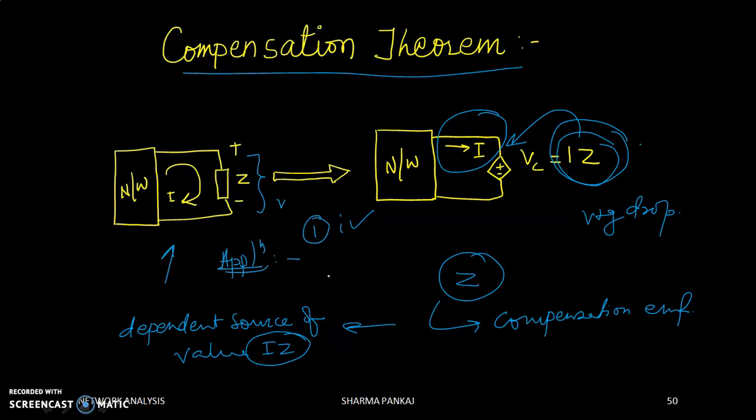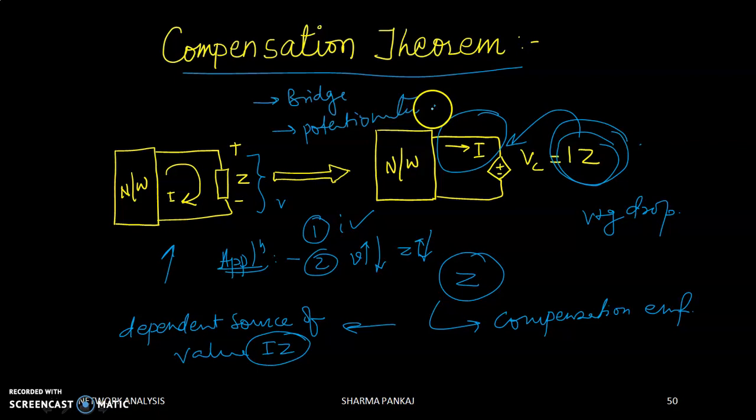Application number 2: the voltage changes in a circuit element when the value of its impedance is changed. We know this: V changes when the value of I and Z changes. So this application occurs in bridge and potentiometer circuits. In bridge and potentiometer we have a wide application.